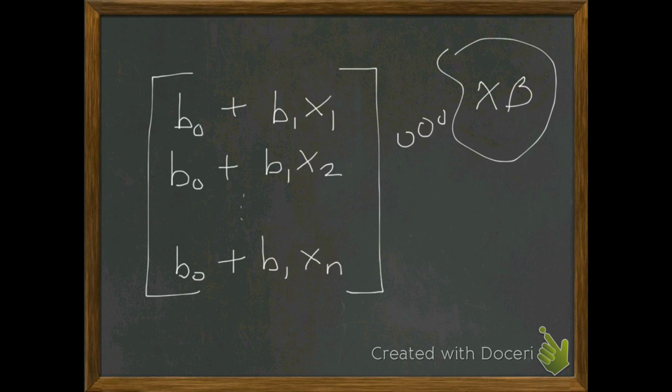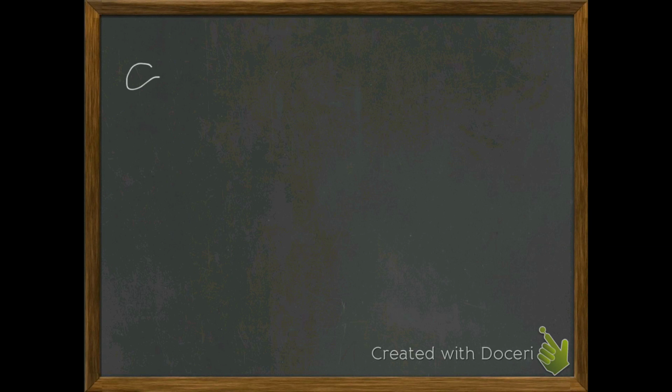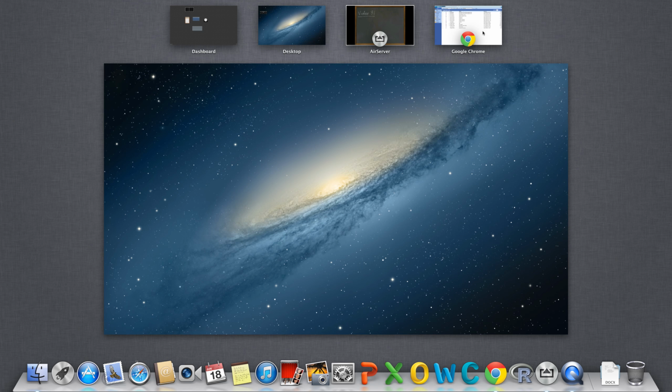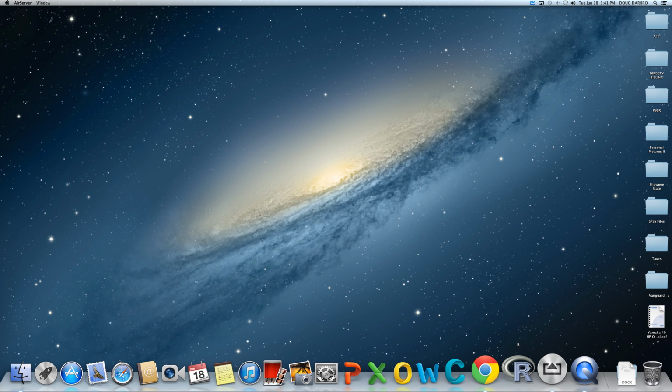It turns out that we can easily find x times beta. So let's just go ahead and do that. Let me bring R up.